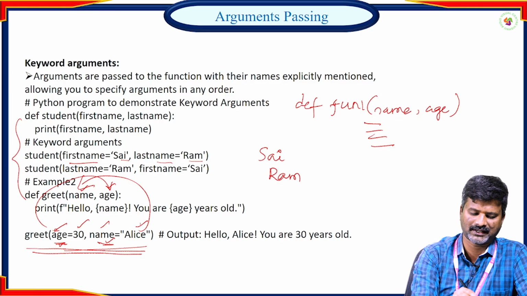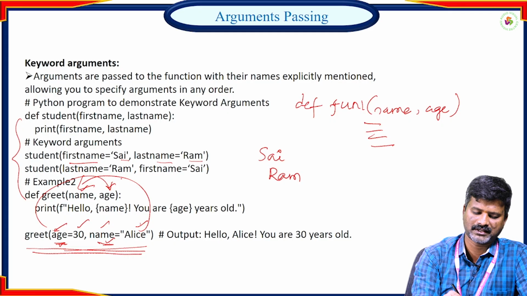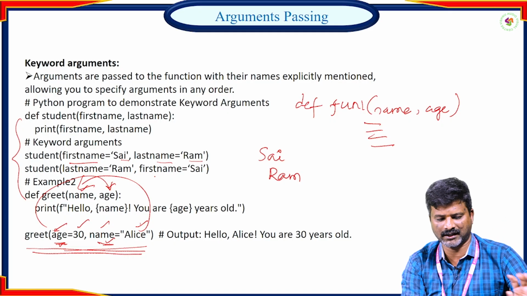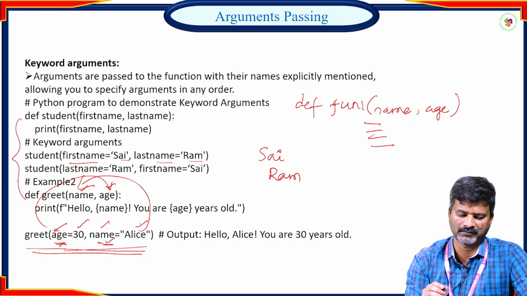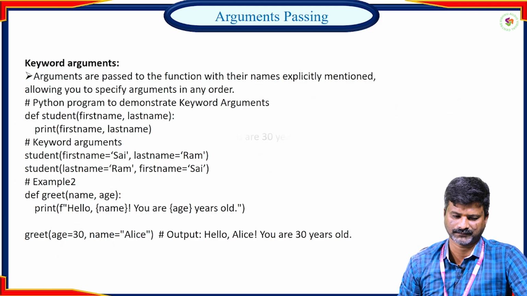Similarly, when you call the function a second time, last name is Ram and first name comes after, which means order is not important. In any order, you can pass the parameters to your function, and based on the name, it will identify the corresponding value. So that is a keyword argument.